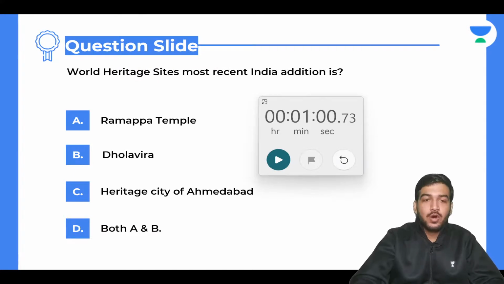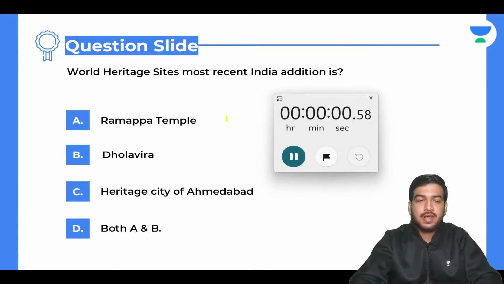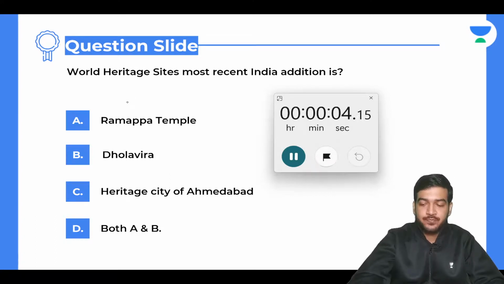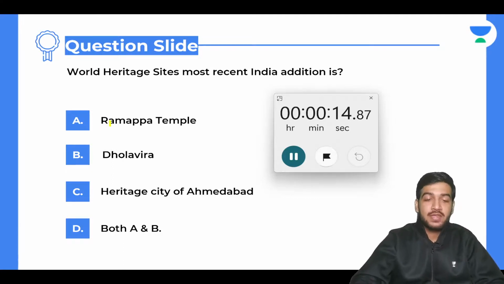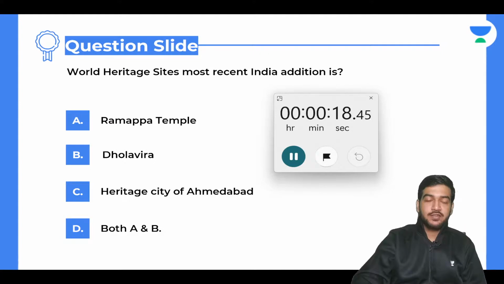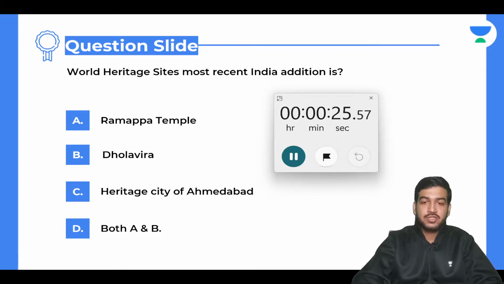Then the next one, World Heritage Sites, most recent edition. Each year there are certain new sites that are added by UNESCO as World Heritage Sites. Which of them is the most recent addition? Is it A. Ramappa Temple, B. Dholavira in Gujarat, C. Heritage City of Ahmedabad, or D. both A and B? This is related to current affairs again, 2021 news. This is also part of your CLAT preparation cycle. Ramappa Temple is in South India, and Dholavira is a Harappan civilization city.